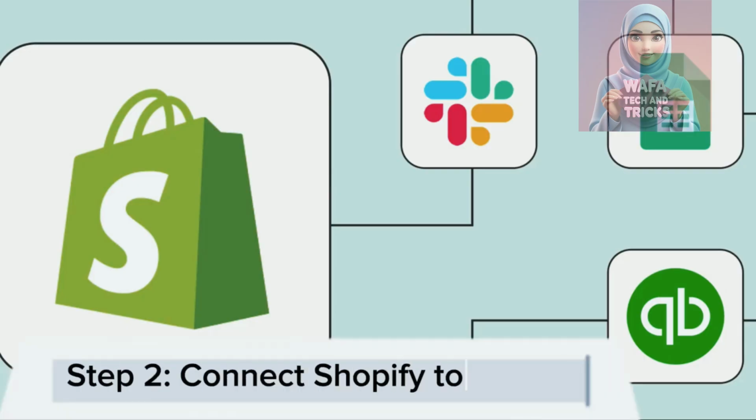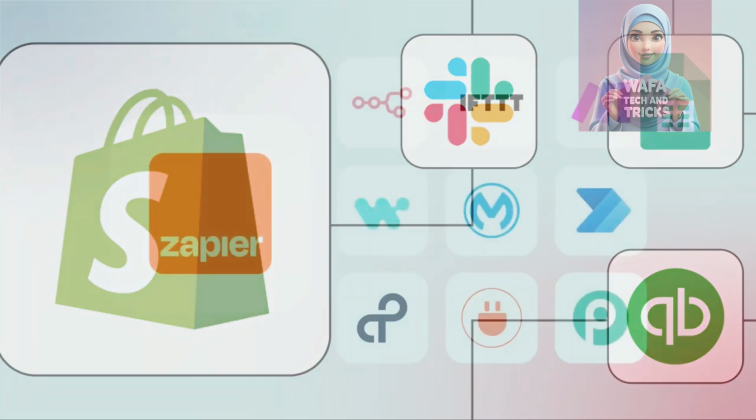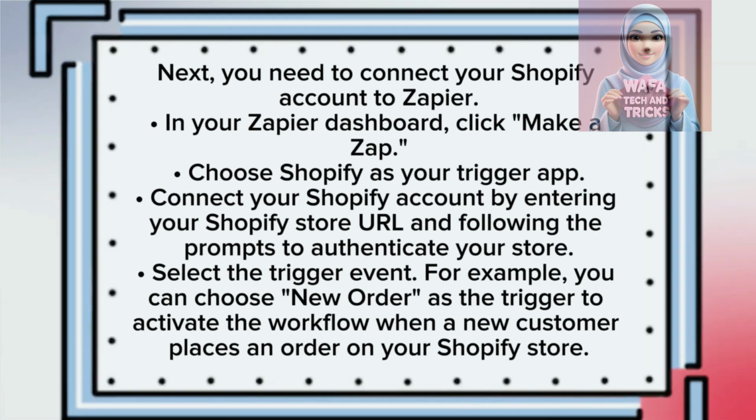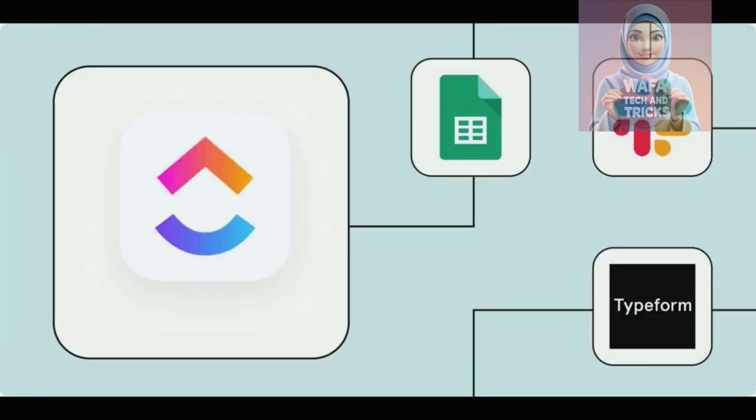Step 2. Connect Shopify to Zapier. Next, you need to connect your Shopify account to Zapier. In your Zapier dashboard, click Make a Zap. Choose Shopify as your trigger app. Connect your Shopify account by entering your Shopify store URL and following the prompts to authenticate your store. Select the trigger event. For example, you can choose New Order as the trigger to activate the workflow when a new customer places an order on your Shopify store.